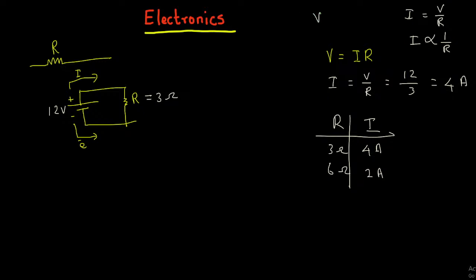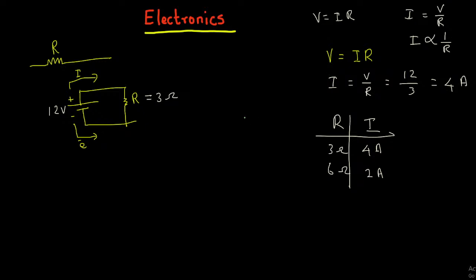Okay, V is equal to IR. Voltage and current are directly proportional, voltage and resistance are directly proportional, but current and resistance are inversely proportional. From the equation we can analyze that.